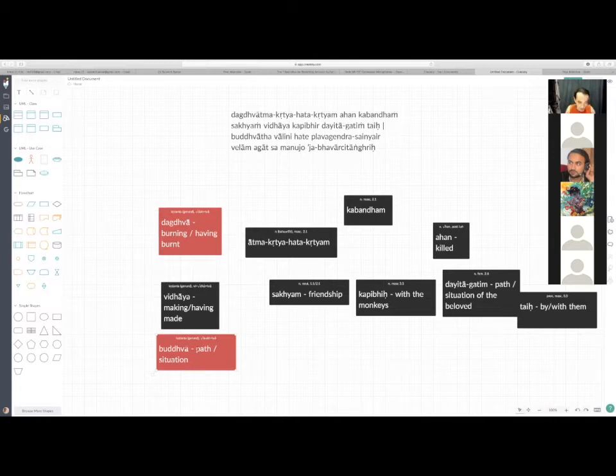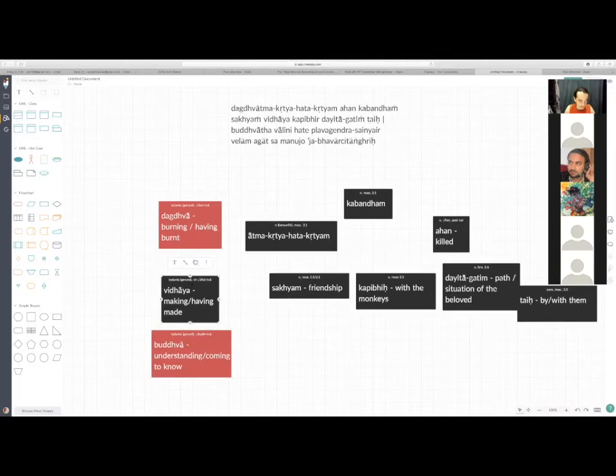So Buddha here, I think it's connected to the destination or the situation of the beloved. So understanding, coming to know. Yeah, Buddha. Next.